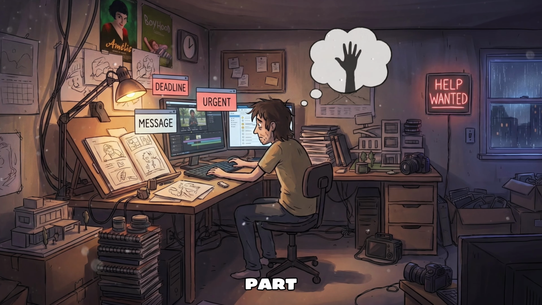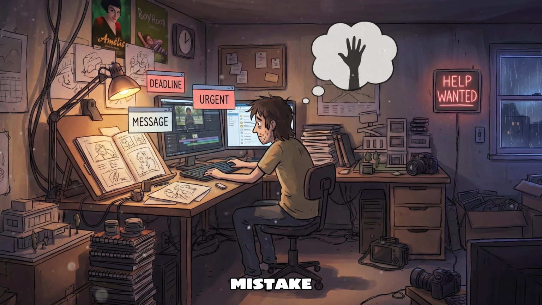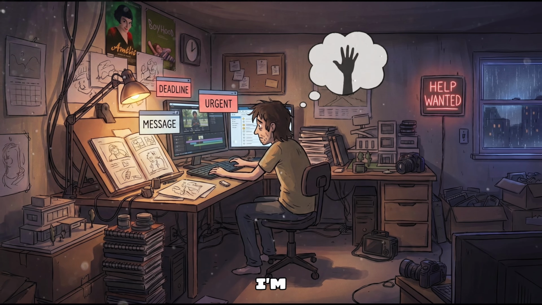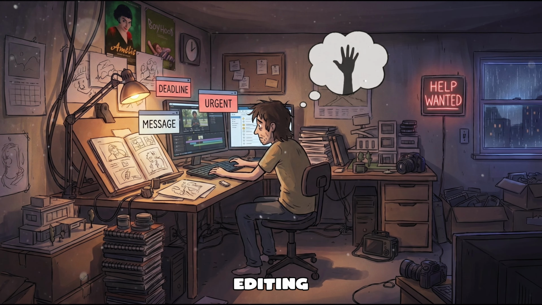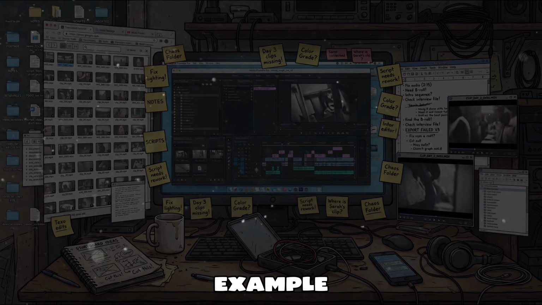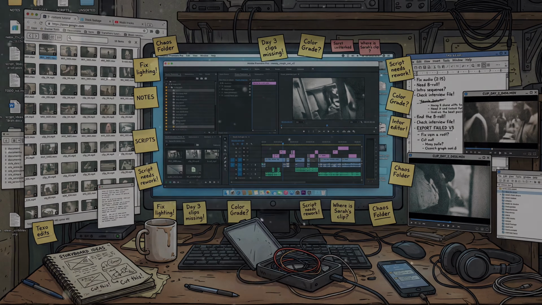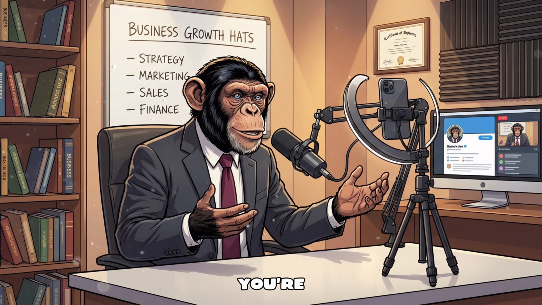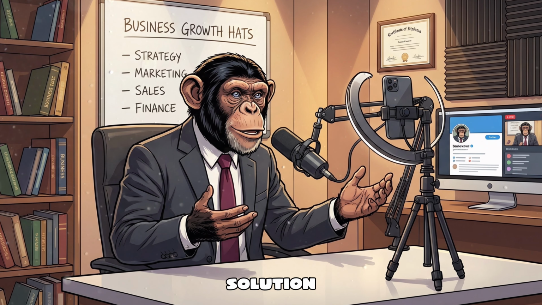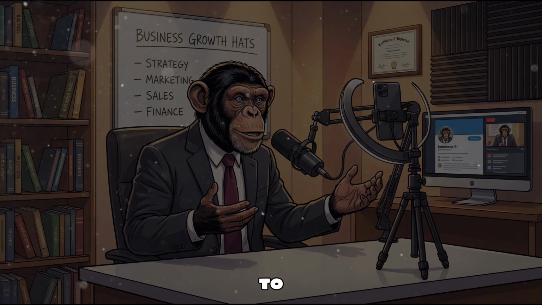Now the important part. Newbies make the main mistake. They write, "Hello, I'm an editor." No one will buy your editing. People buy the result. Example message, message analysis, why it works. If you write like a salesperson, you're ignored. If you show a solution to a problem, you're responded to.